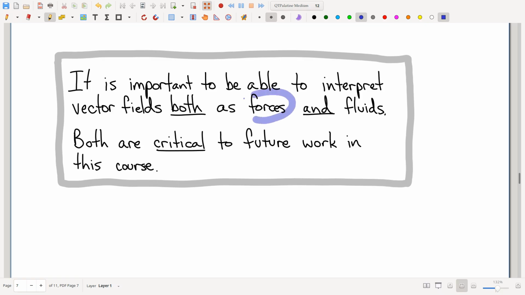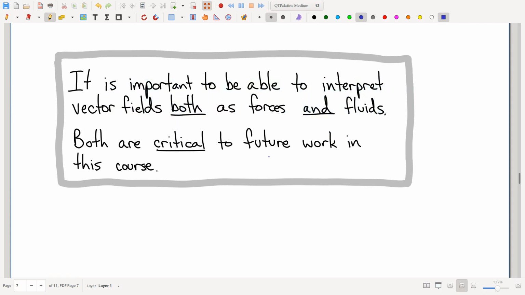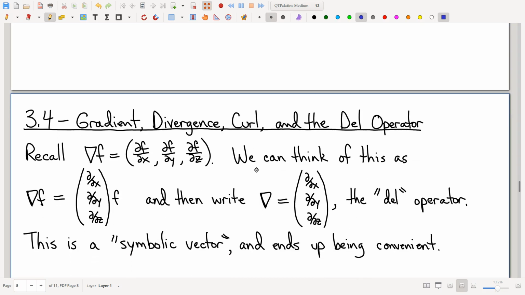This is not an either-or thing. This is both forces and fluids. And you've got to be able to think in both of those terms comfortably. So please do take whatever time you need to get accustomed to both of these examples. Okay. All righty. Moving along.